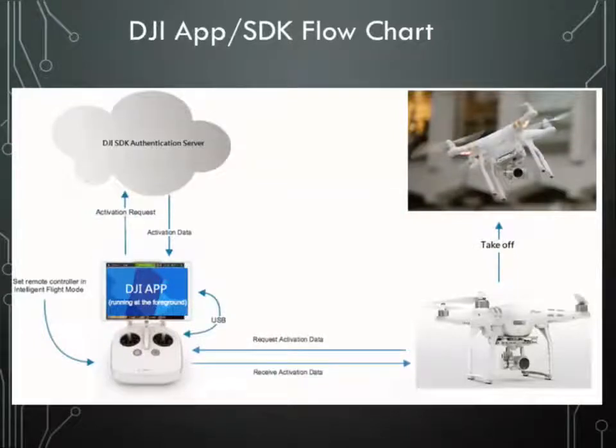First, we search for vulnerabilities in the DJI app and the SDK. You can see the operation process in this image. First, the DJI-developed app needs to request activation data from the DJI authentication server. Then the remote controller uses USB to transmit data. Finally, the drone will fly after confirming the activation data.